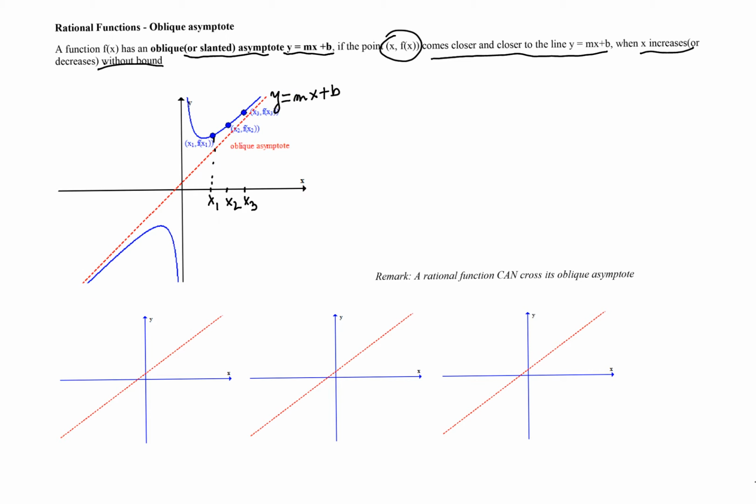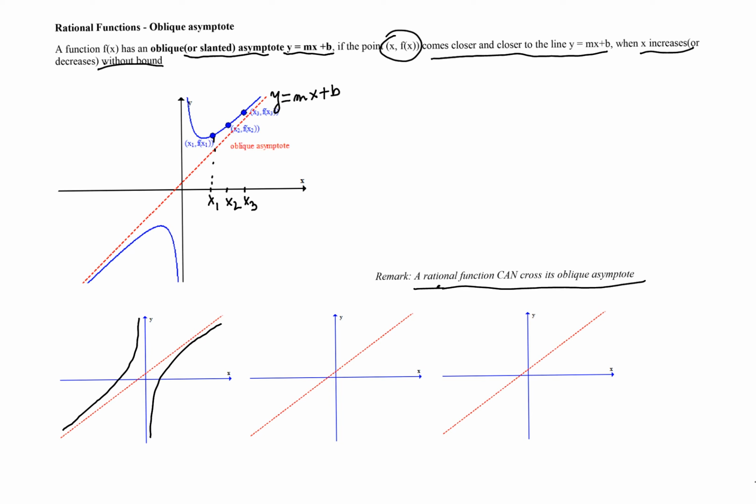It is worth mentioning that a rational function can cross an oblique asymptote, and if such an oblique asymptote exists, it's only one. On the left and on the right, the asymptote will be the same. And of course, we can draw many other graphs that have this behavior. So, for example, if the red line here is my oblique asymptote, the graph of the function could be, for example, like this.